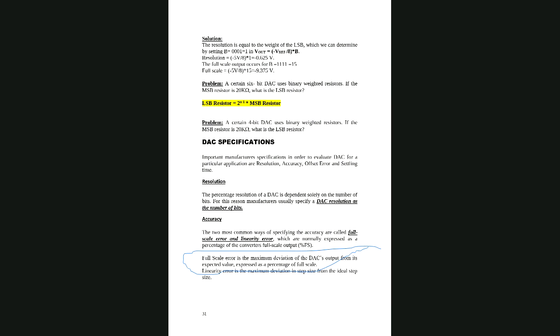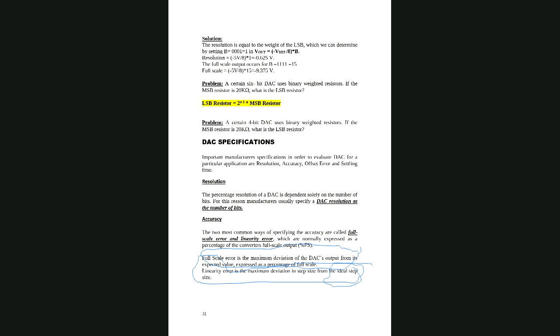Full scale error is the error in the analog output, and linearity error is the error in the step size. So you should understand that one error is in the analog output, and one error is in the step size. These things are provided in the specification sheet from the manufacturer.